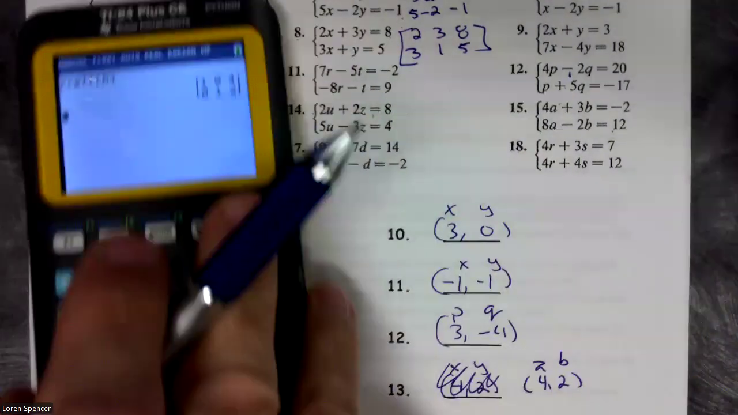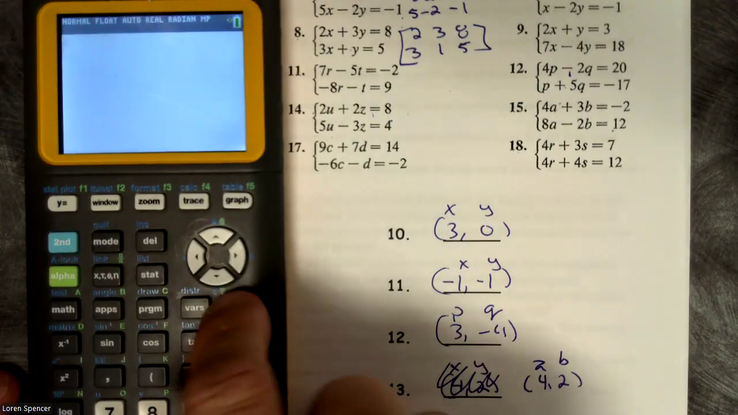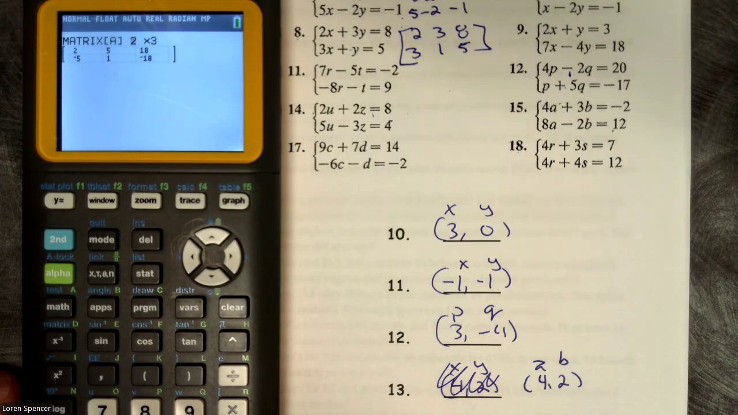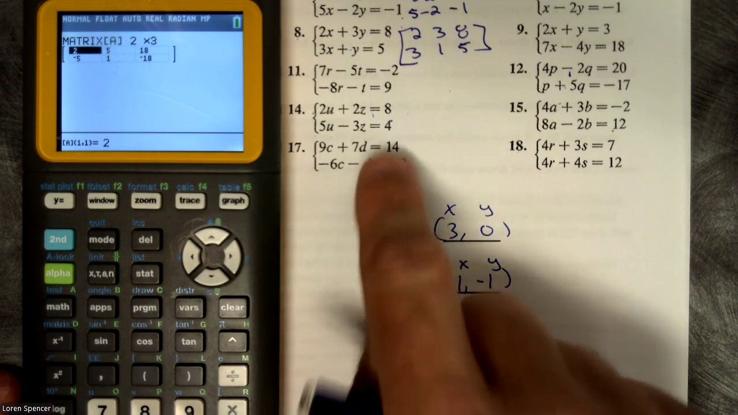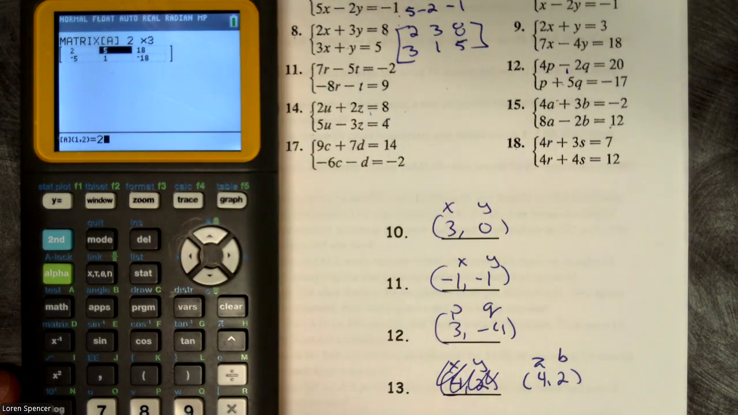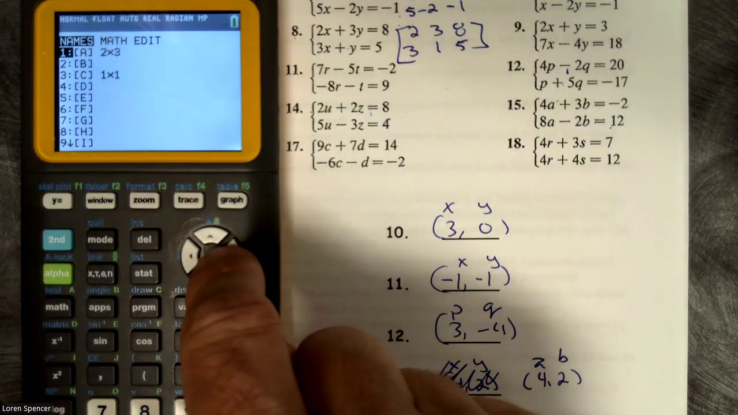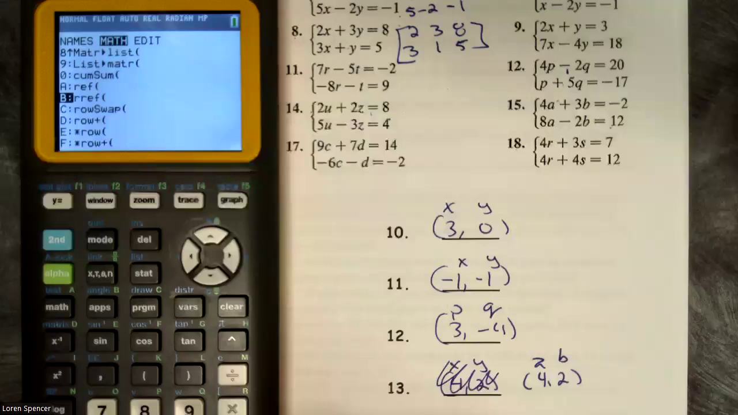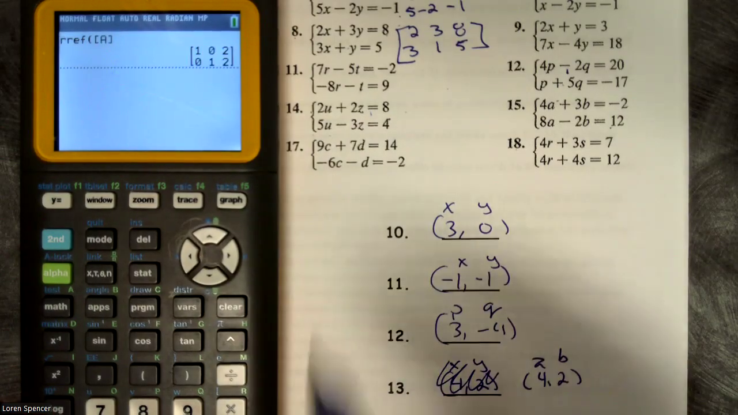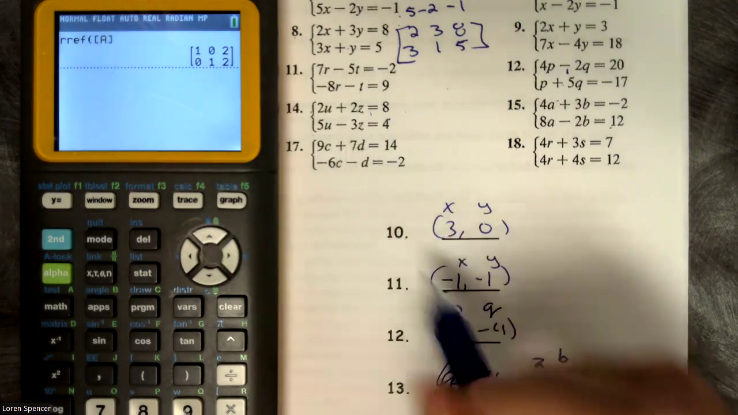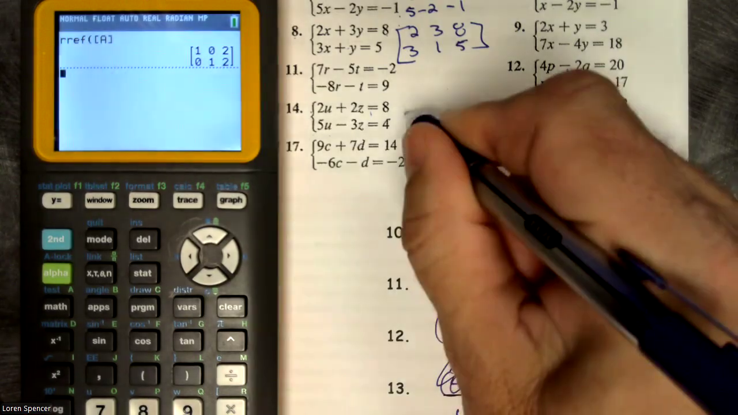Then we have number 14, blue matrix, arrow over to the word edit, press enter. And we have 2, enter, 3, enter. And our first value is a positive 2, second value is a positive 2, and then we have an 8. Then we have a 5 and a negative 3 and a 4. Leave the matrix, blue mode, come back to the matrix, blue matrix, arrow to math, drop down to letter B, RREF, press blue matrix, and then enter twice, and we end up getting 2 and 2. And this becomes U and Z.